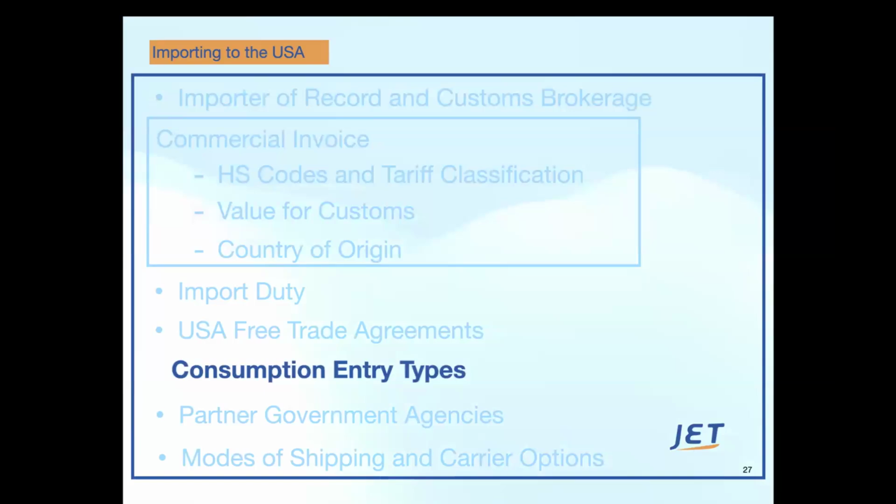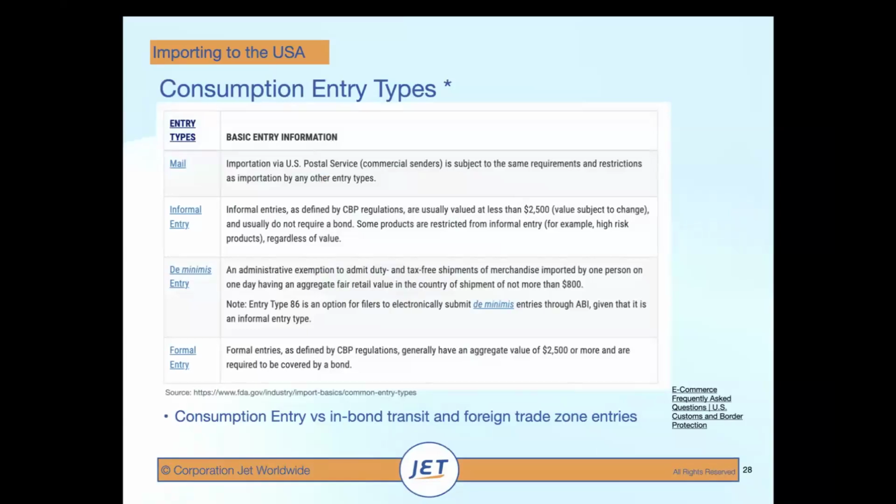Okay, let's talk about consumption entry types, and then really just entry types. Again, the basics here are really quite simple. The entry type is determined primarily by the value of the imported consignment.